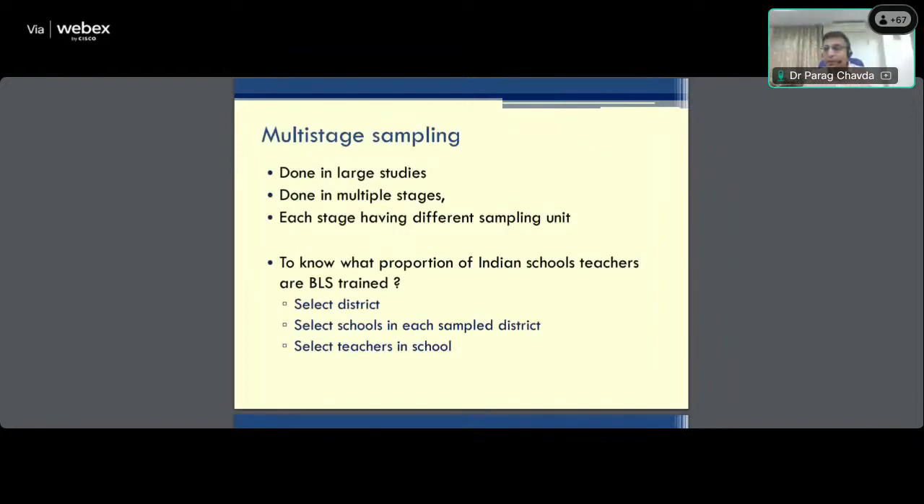Next two methods are similar. So multi-stage is a conceptual name of a sampling method which is done in larger studies. It is done in multiple stages where the sampling unit is different at each stage.